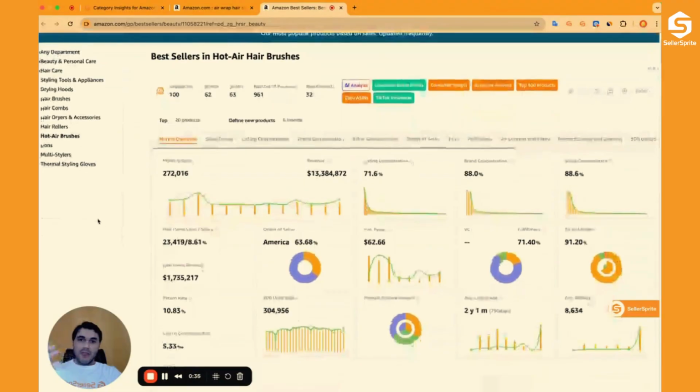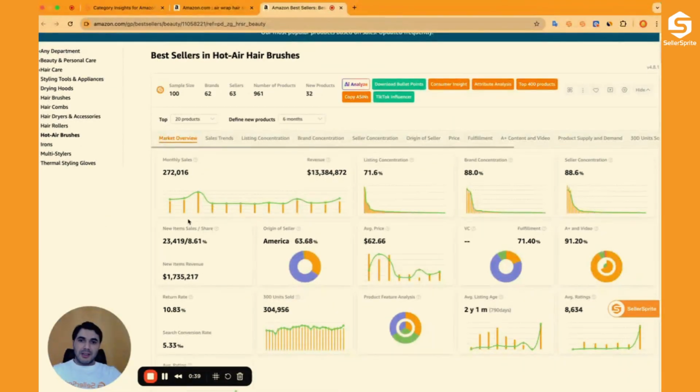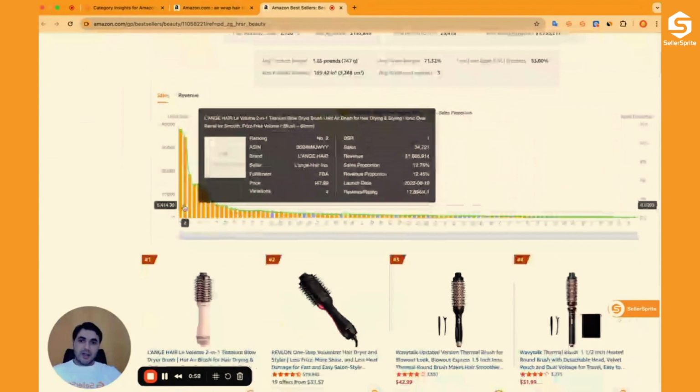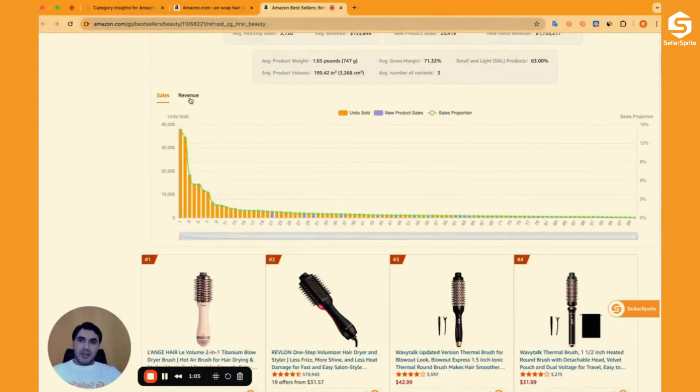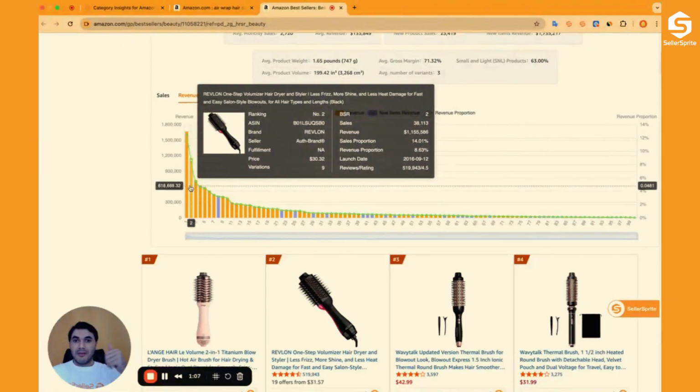From here, we can easily understand the revenue and monthly sales. This is the Chrome extension from SellerSprite. You can understand the total market revenue, monthly revenue is over 13 million, and this is the monthly sales. And you can understand the listing concentration. If you want to focus on listing concentration, you can click here to see the first listing, second listing, third listing in terms of sales. In terms of revenue, you can click it, and you can meanwhile understand the percentage, like this listing got 8.6% of total market revenue.